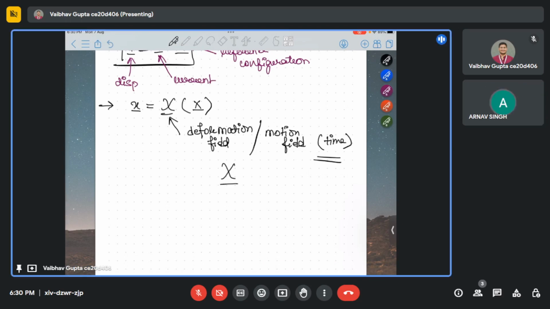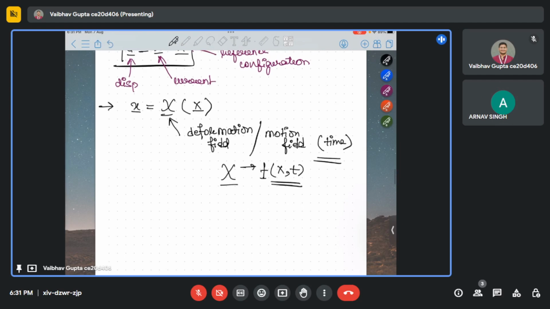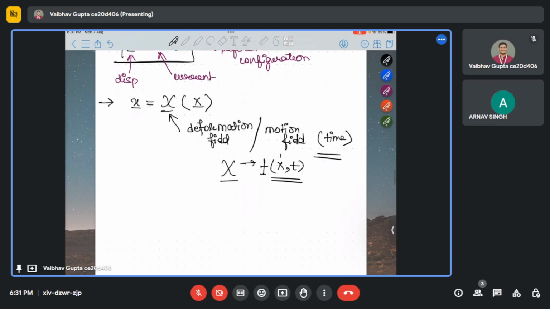So this X is nothing but a function of the position vector and this T. Only when it's a function of capital X or small x, whatever, it is known as the deformation field. And when it depends on time also, then it becomes a motion field. Got this point?